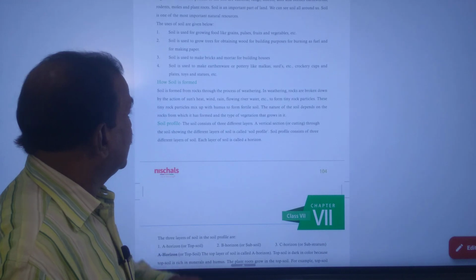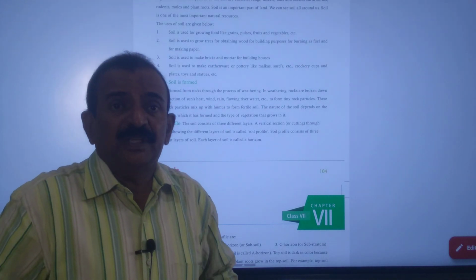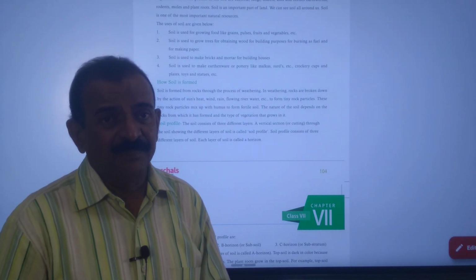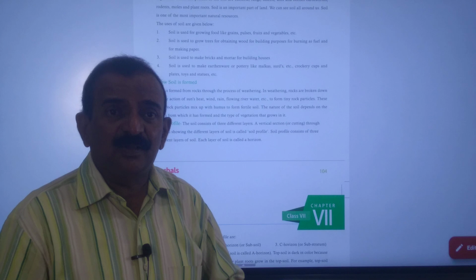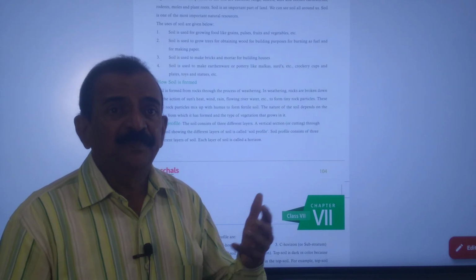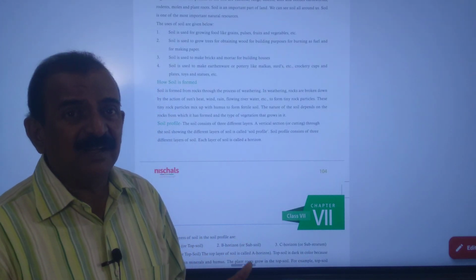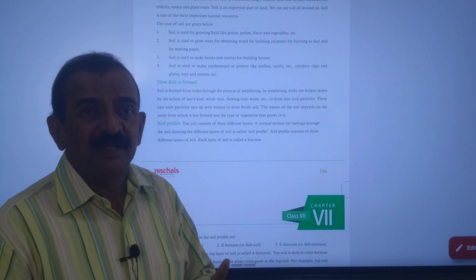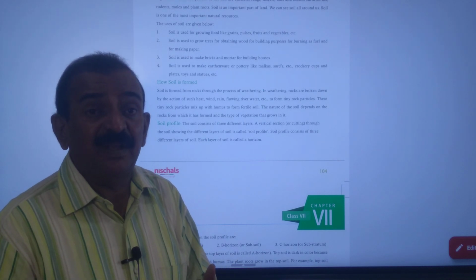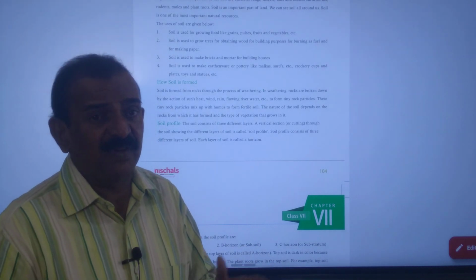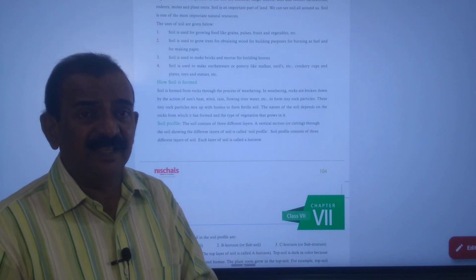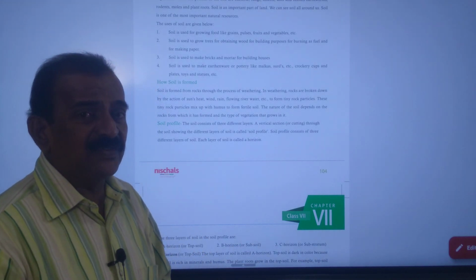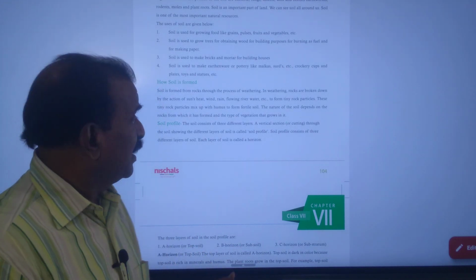Now you need to understand how soil is formed. In the introductory part we discussed that soil is formed by weathering, and factors like wind, rain, and climate play an important role in the formation of soil. The soil is also a habitat for many organisms. I told you about algae, fungi, microorganisms like rhizobium, and also rodents. Many animals live in the soil. In this way soil becomes a habitat for many organisms.